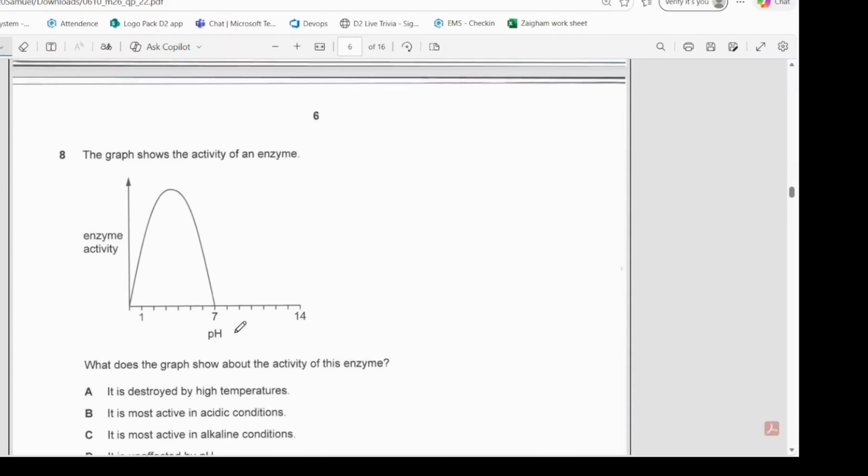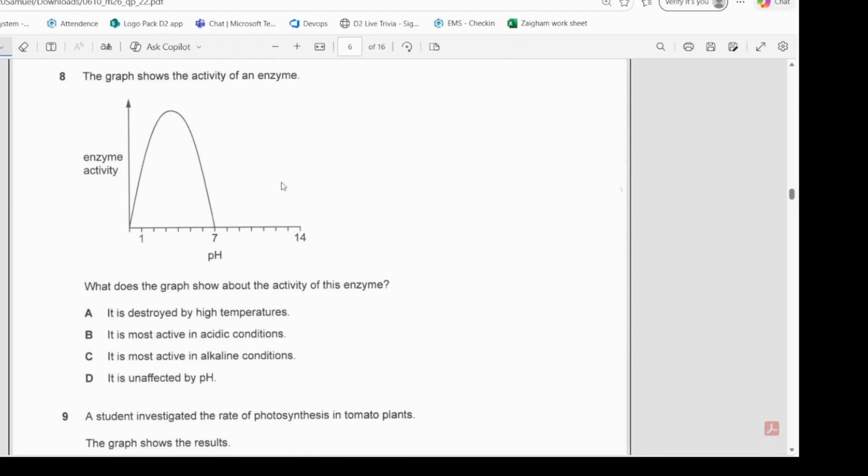Next one, the graph shows the activity of an enzyme. It's getting denatured at pH 7. So which deduction? It is most active in acidic conditions.